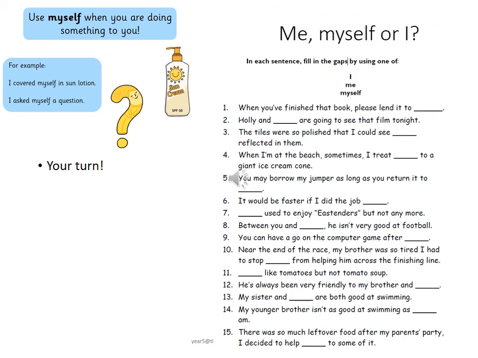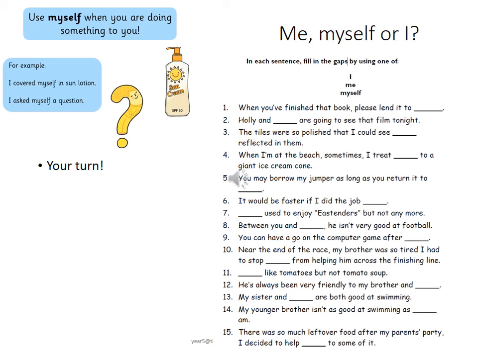So we use myself when you're doing something to yourself. So it's when you are kind of giving and receiving at the same time. So I covered myself in sun lotion. So you are doing the covering, but you're also covering yourself. And for example, I ask myself a question. So you're doing the asking and you're also doing the answering.